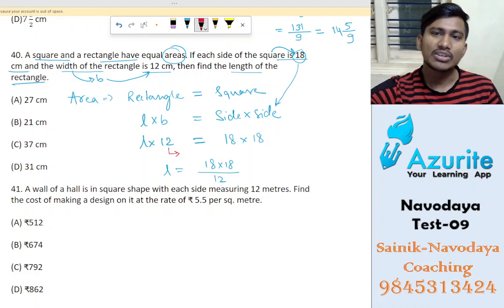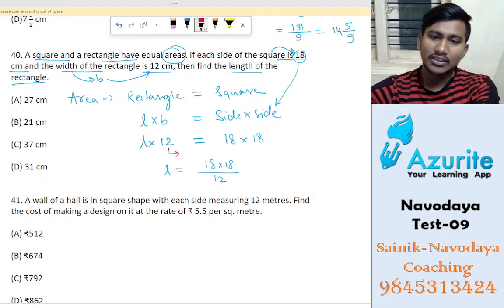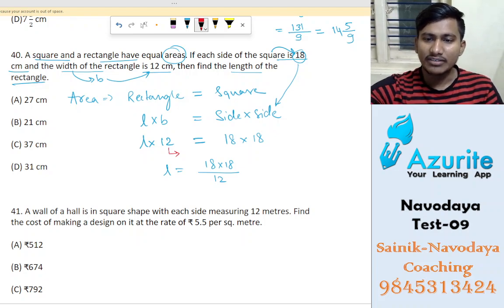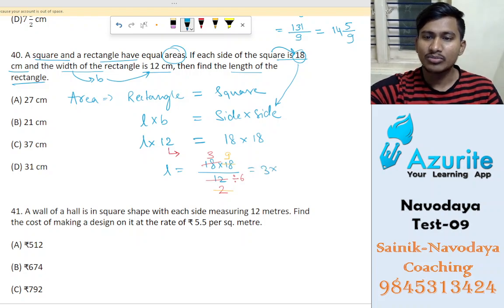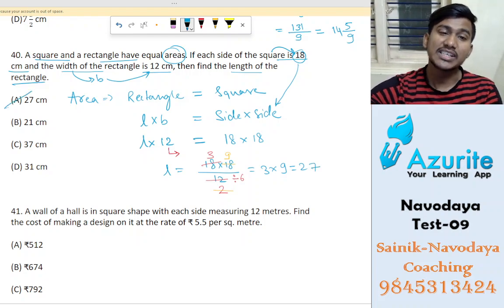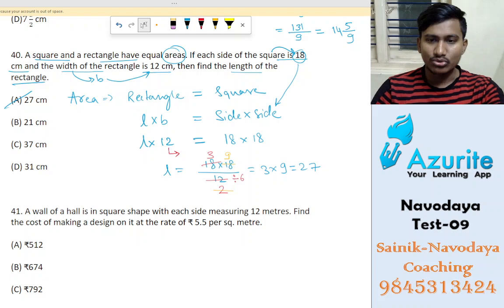Now if you cancel, you will get the answer. What will be the answer? Here we can cancel with 6. 6 how many is 12? If you divide with 6, 6 2s are 12, 6 3s are 18. Now divide with 2. 2 1s are 2, 2 9s are 18. So remaining is how much? 3 into 9. 3 into 9 means how much? 27 is the answer. That is option C, 27 centimeter. Okay? So we have to do it like this.